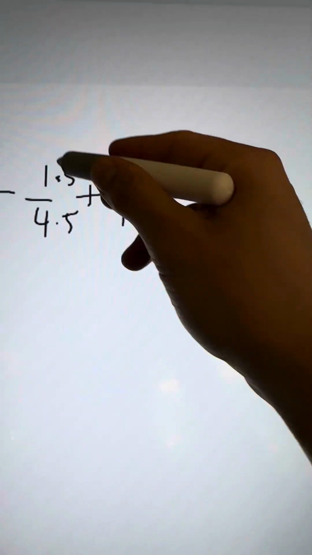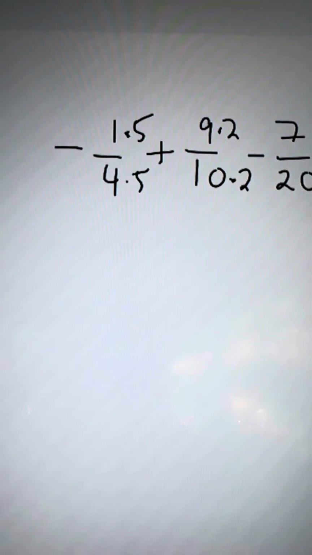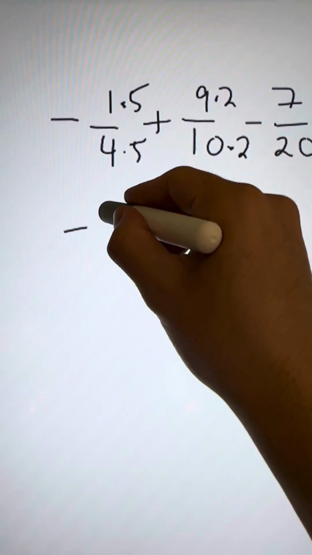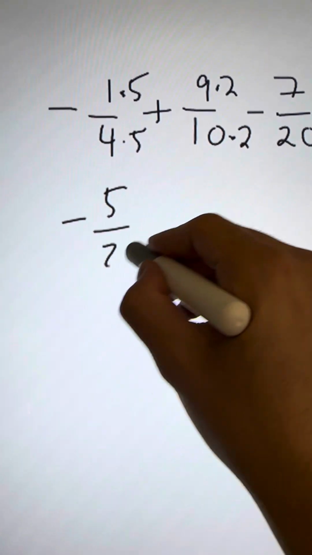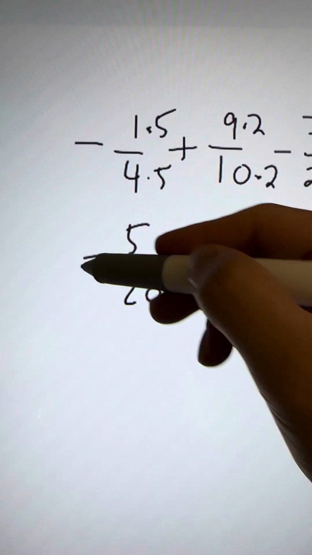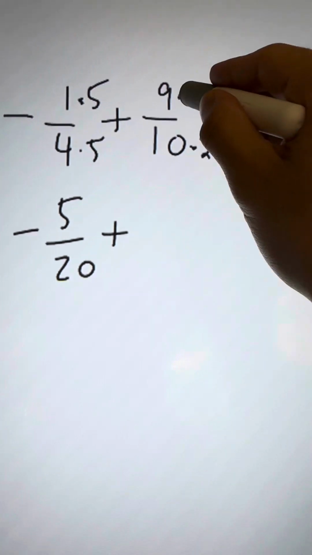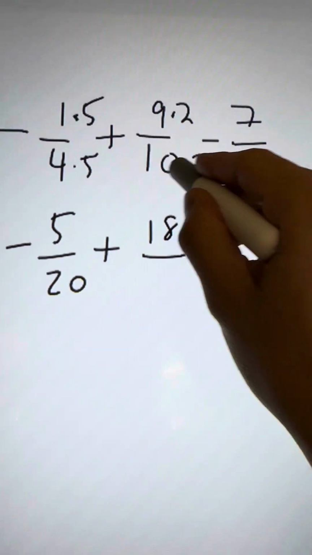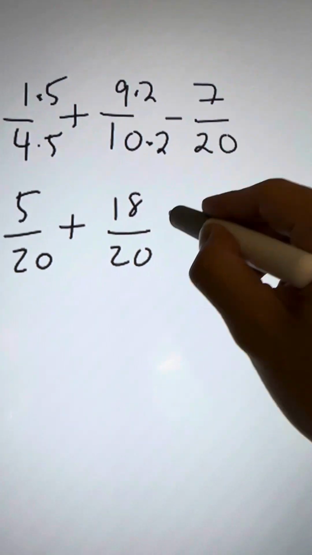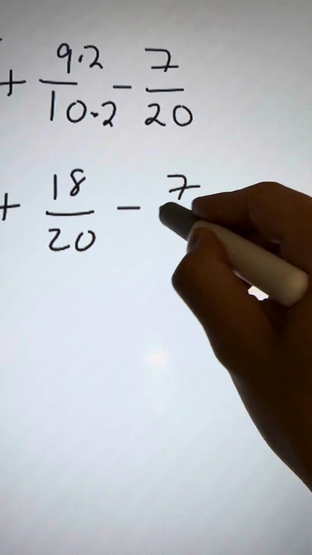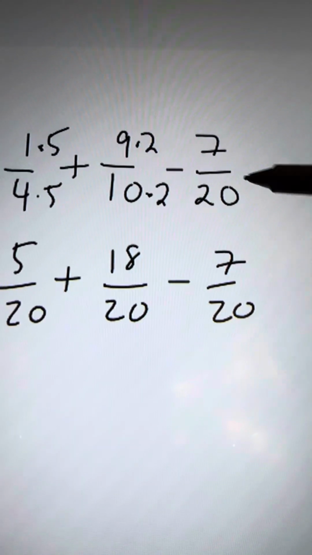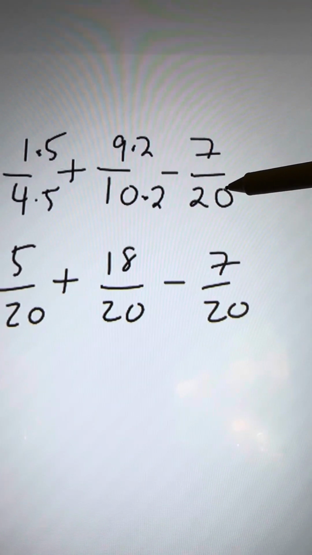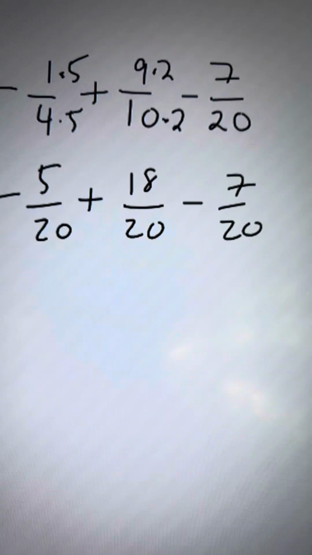And now in the next step, I'm just going to simplify this. So when I multiply this out, I'm going to get negative 5 over 20. Again, don't forget your negatives. This is plus 9 times 2 is 18 over 10 times 2, which is 20. And then minus 7 over 20. So again, this is already written as a 20. That's my common denominator, so I don't have to do anything to this fraction.